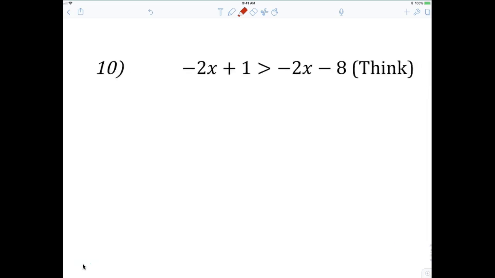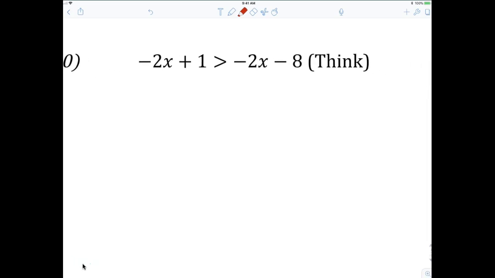All right, let's look at 10. So in this case, it's what? All real numbers. Thank you. Those of you guys are thinking. Negative 2x plus 1 is always greater than negative 2x minus 8. So in this case, it would be from what? Negative infinity to infinity. Everybody okay with that? All right.